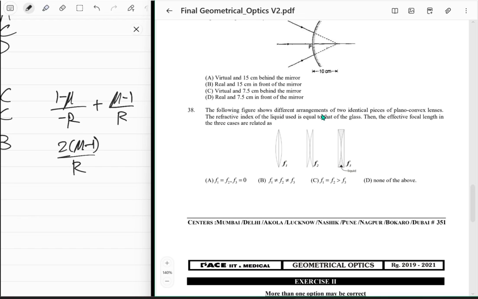Okay, the refractive index of the liquid used is equal to that of the glass. But that just means like a slab. But F1 must be at least equal to F2. F3 is equal to 0. That is not correct. I don't think that's correct. And then it's bigger than F3. Well, F3 is supposed to be infinity. Or you could take that as negative infinity or something. Oh god. Now what do I do with that? Is F3 equal to infinity or negative infinity? Does it even matter?